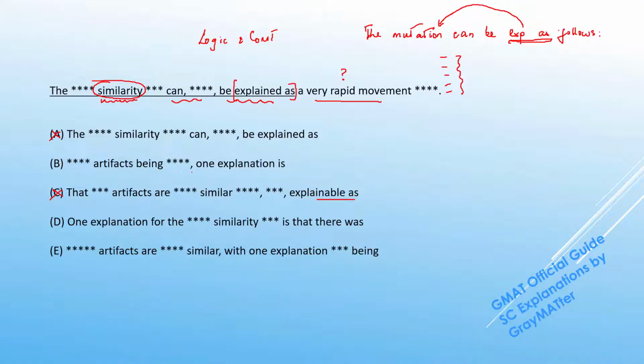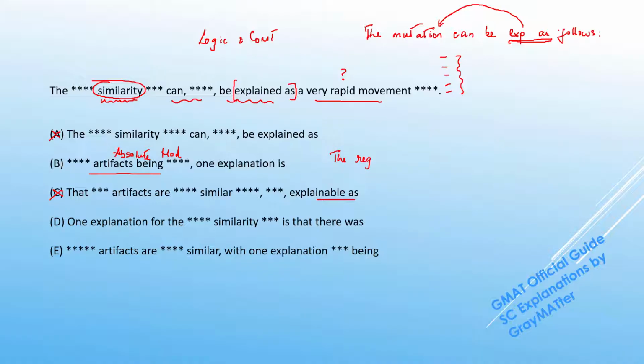Now let's look at B. These artifacts being similar. Now this construction might strike you as odd, but this is what is called an absolute modifier construction. Absolute modifiers are clause modifiers. So how is the absolute modifier constructed? Let me give you an example.